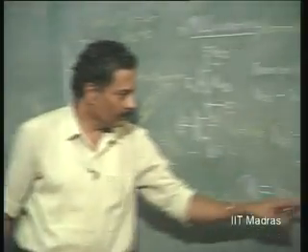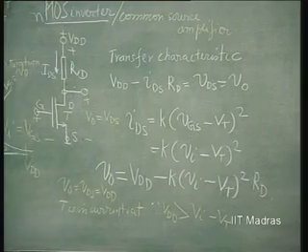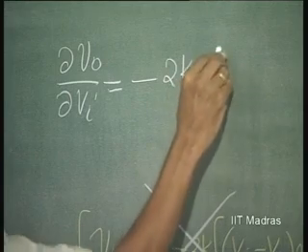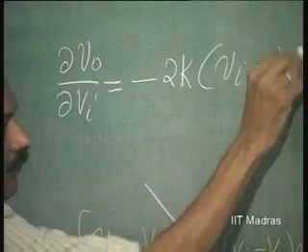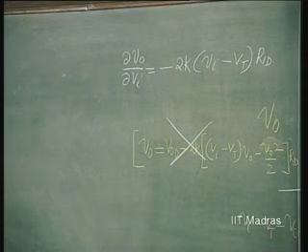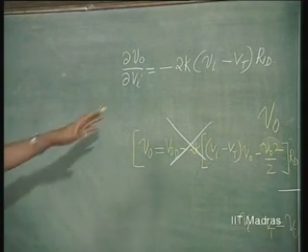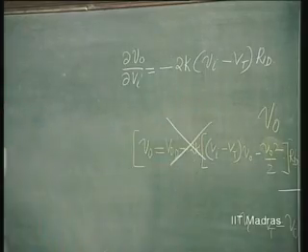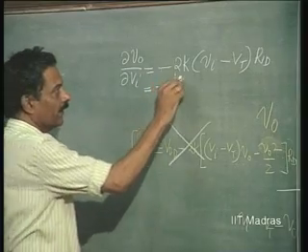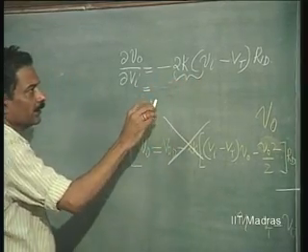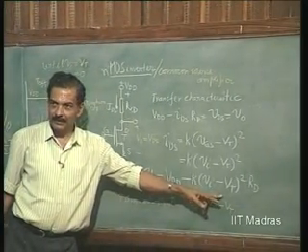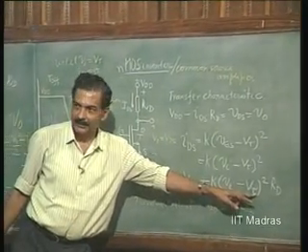Nothing here. So, minus 2k into Vi minus Vt into Rd. So, this is nothing but the gain of this. This is also written as minus, what is this factor? After all, this is the IDS. This factor is nothing but IDS.